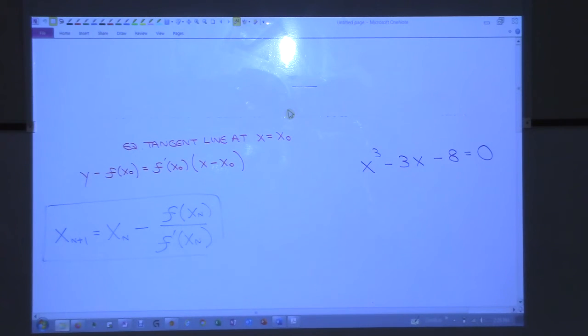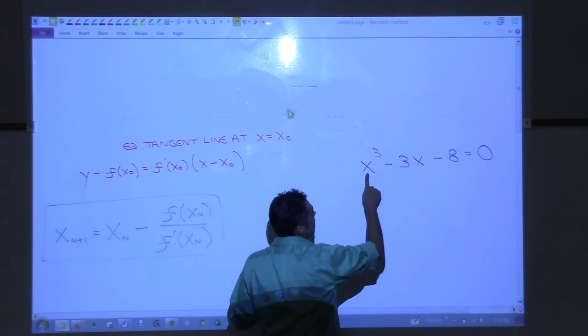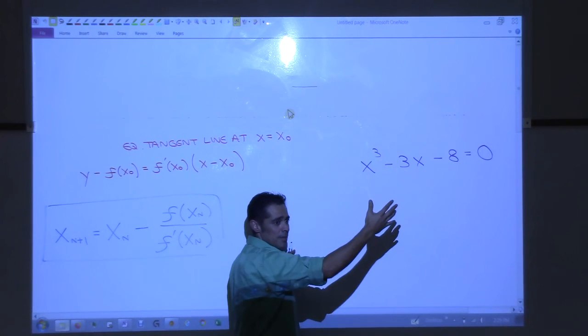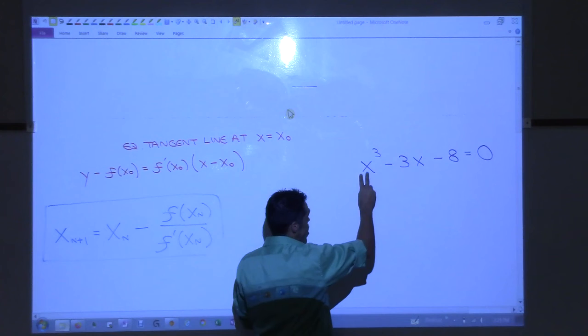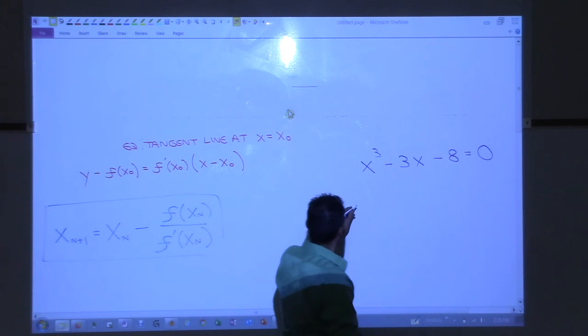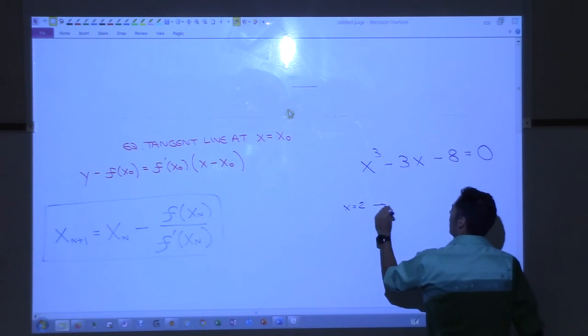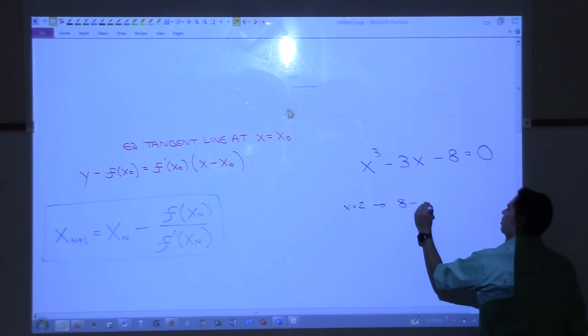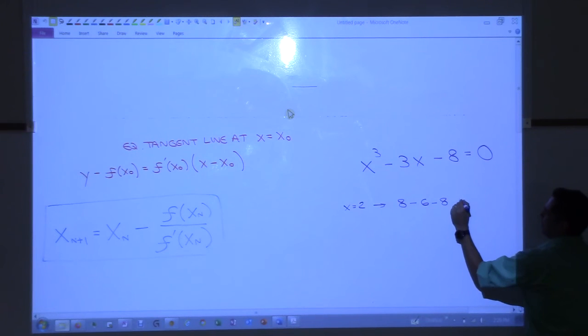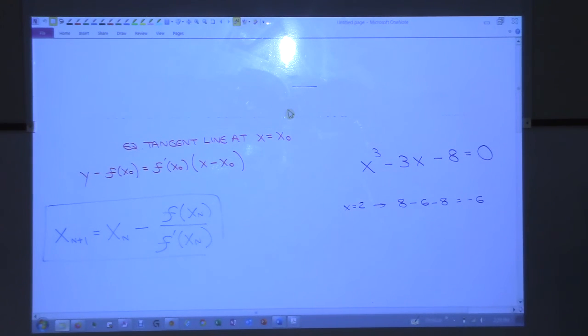All right, so right now we are going to try and see if we can come up with a guess first. A guess would be, we just think about this. What if we plug in 1? We get 1, minus 3, minus 8. That's pretty far away from 0, isn't it? Okay, let's try 2. 2 cubed is 8. So if I let x be 2, I get 8 minus 3 times 2 is 6, minus 8, and that's going to be negative 6. That's still kind of far from 0.